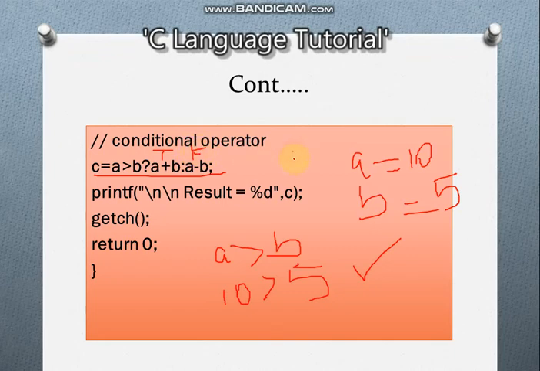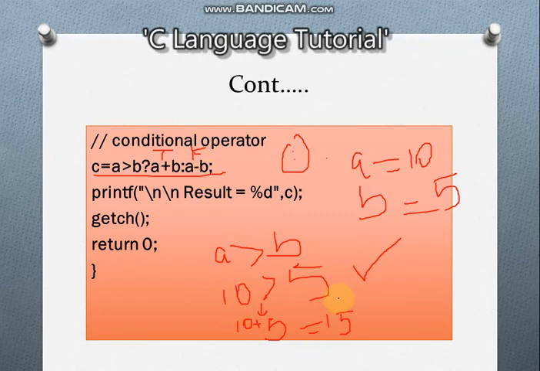That is, the left side of colon will be the true value and the right side of colon will be the false value. So what is the true value? A plus B. We have to perform an action, that is A plus B. If this condition is true, then we perform the action for the true case, that is A plus B equals 15. And if the condition is false, we have to perform the false action, that is A minus B. For that the result will be 5.